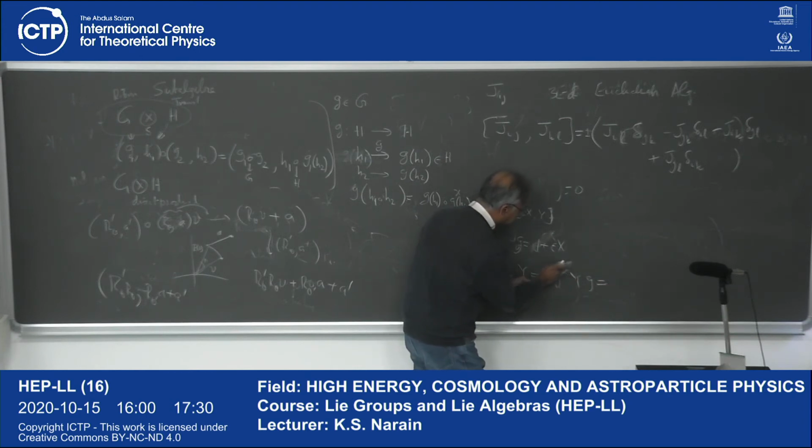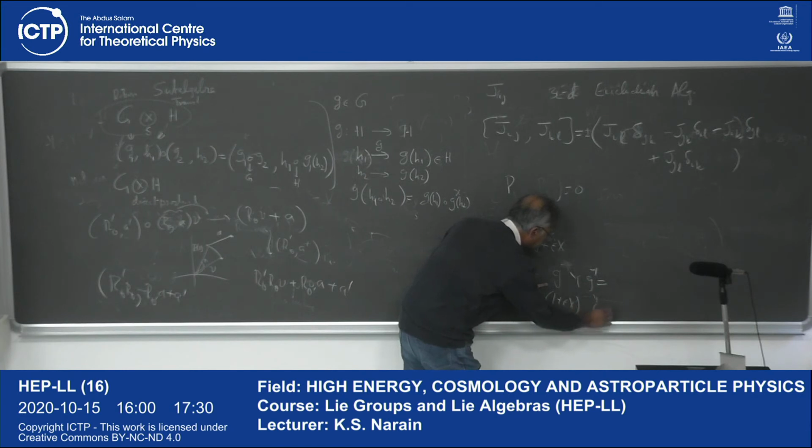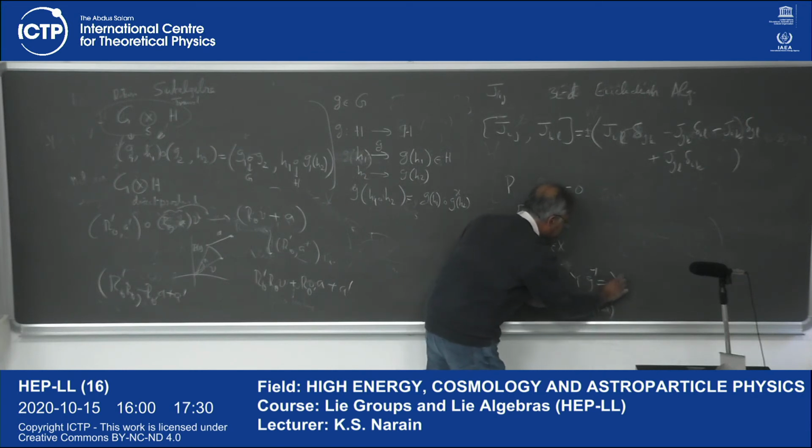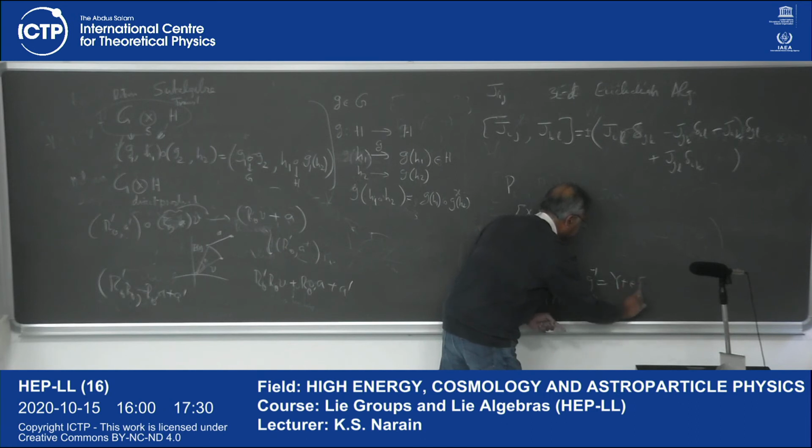Maybe I should write it the other way. Okay, let me put here G inverse, doesn't matter. So you get here 1 plus epsilon x, and there you get 1 minus epsilon x. And you see that the result is simply y plus epsilon times the commutator of xy.